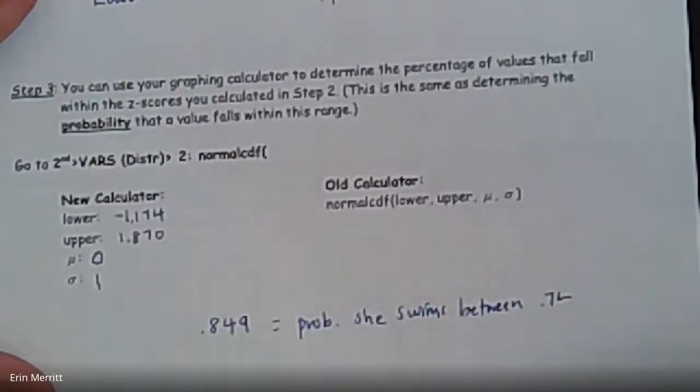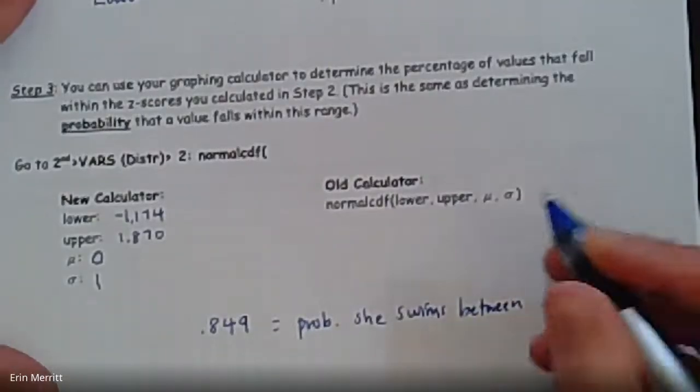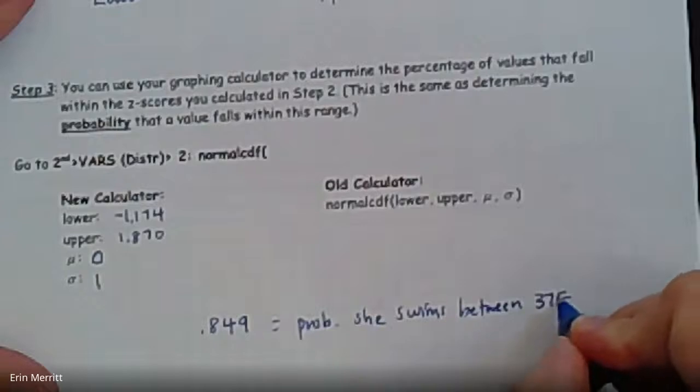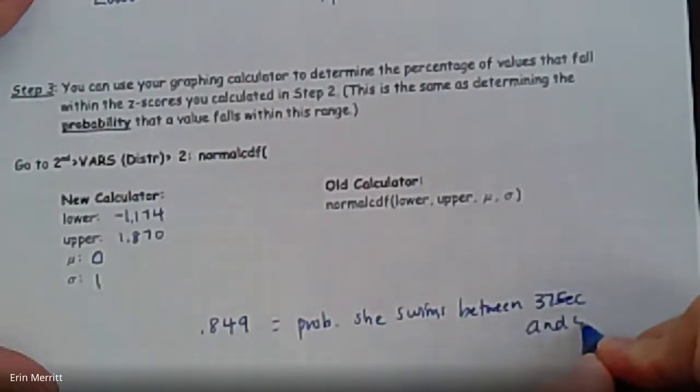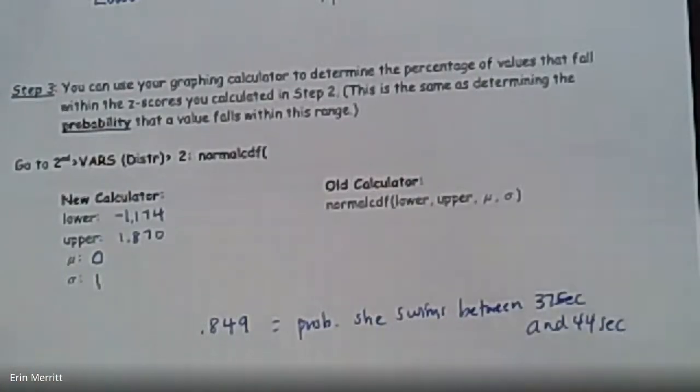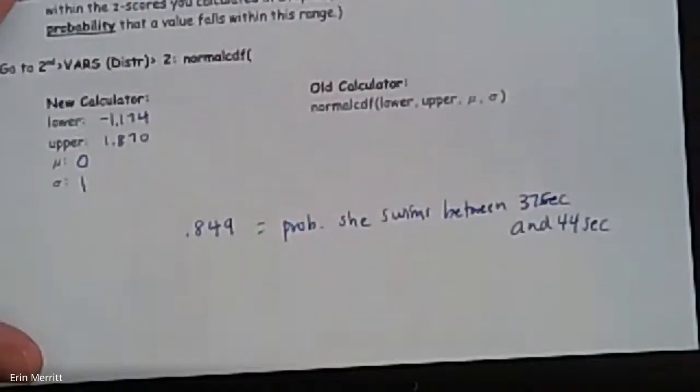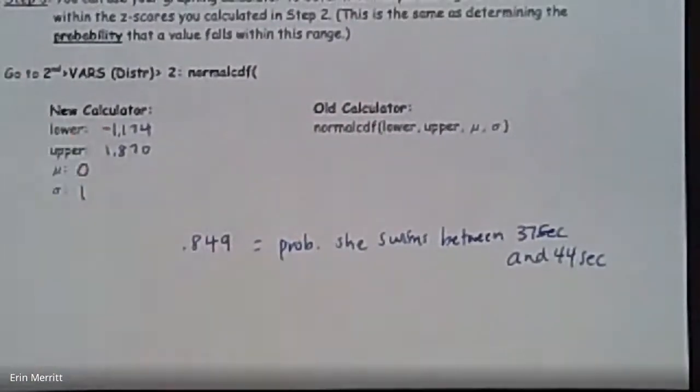Oops, it wasn't 0.74. What were those two times? 37, that's what it was. 37 seconds and 44 seconds. So it's the likelihood that the next race she swims, her time will be somewhere in between there, right? That's a pretty high probability.